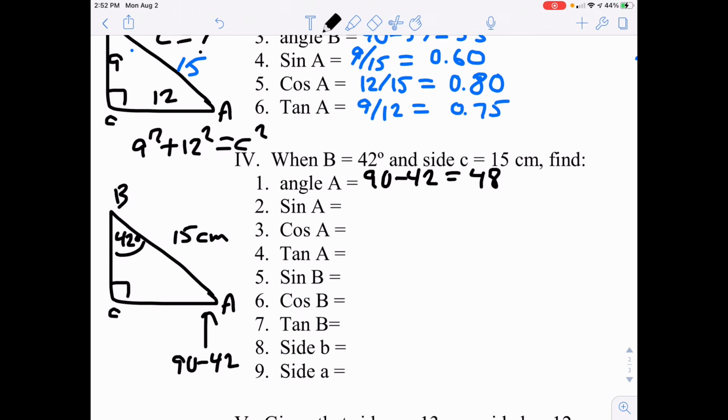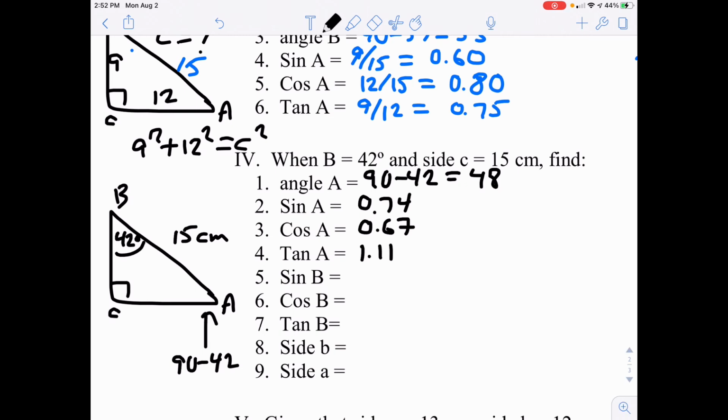So sine of A, we have the sine of 48 degrees. And we'll say that's 0.74. The cosine of 48 degrees is about 0.67. The tangent of 48 degrees is about 1.11.